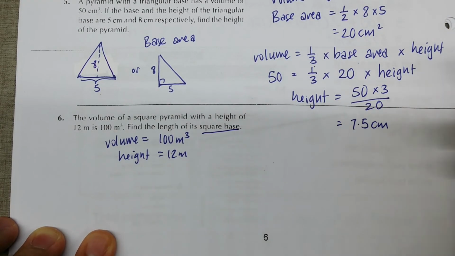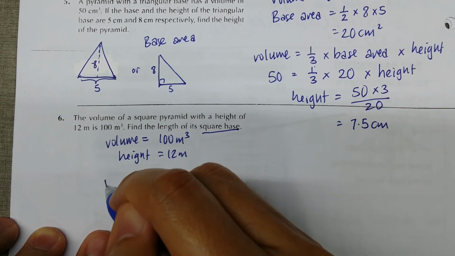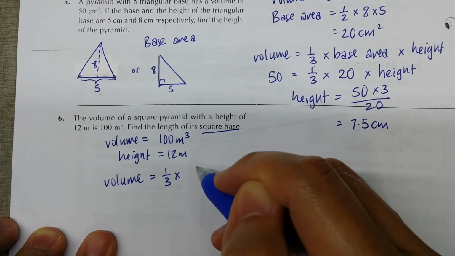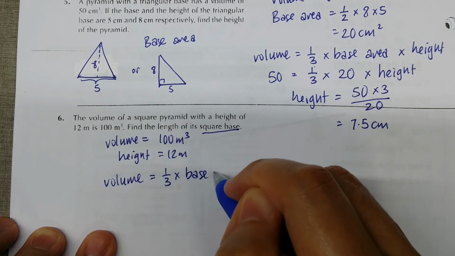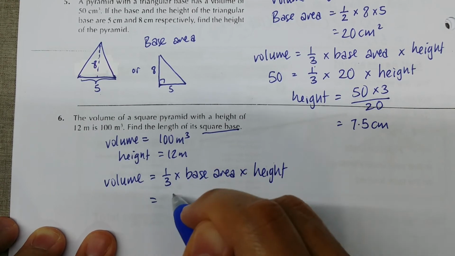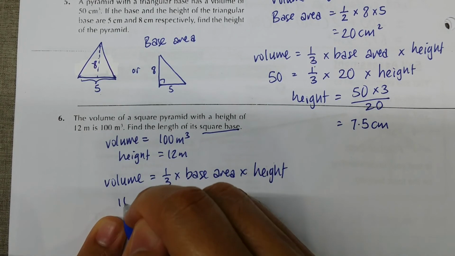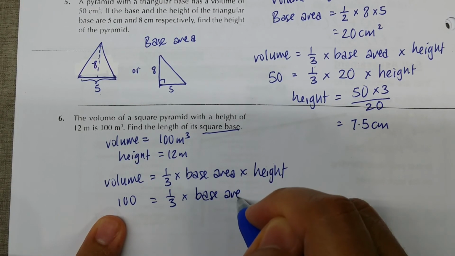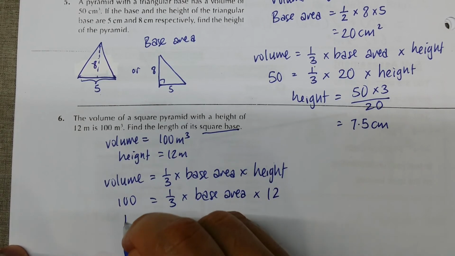I think by writing down it should be clearer. They're asking for the square base, right? Since it is a pyramid, its volume equals 1/3 times base area times height. So I substitute whatever I know. I know volume is 100. Base area is something I want to find. Height I know is 12. Okay, so base area is what?